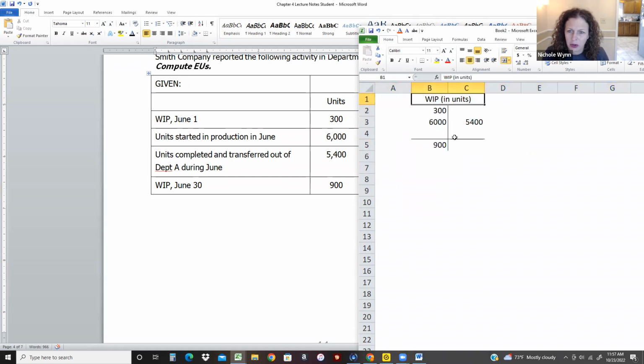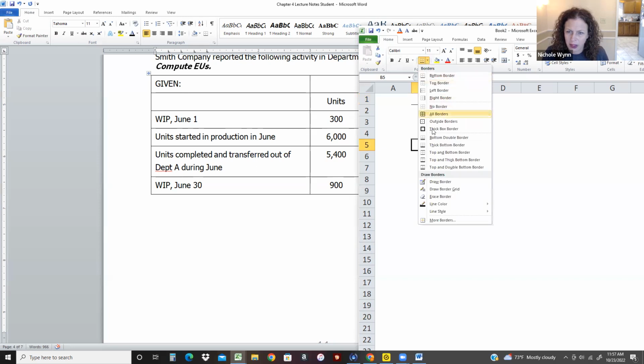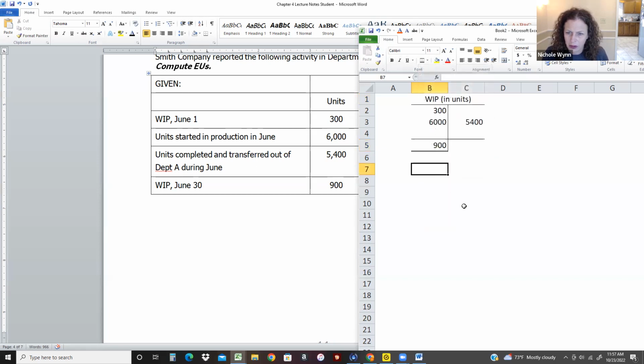So I moved it over a little bit for myself. I just shifted it over a column. And then these 900 units, this is my ending inventory, so I'm going to double underline it. So everybody okay with the WIP account in units?